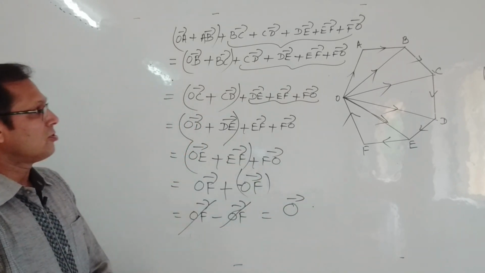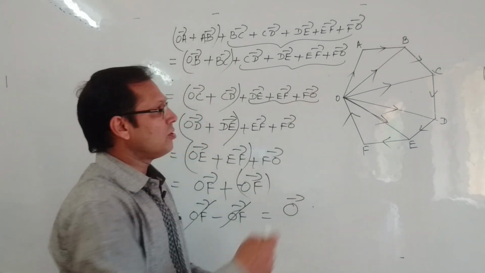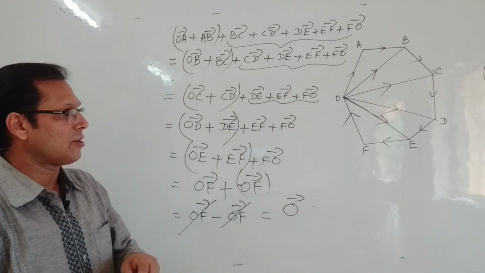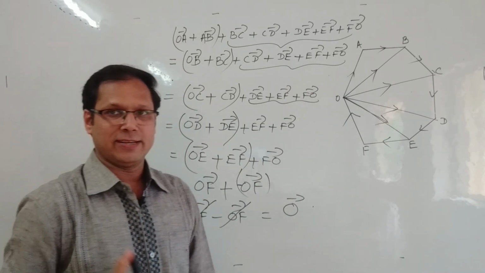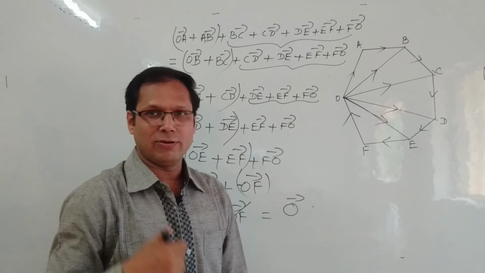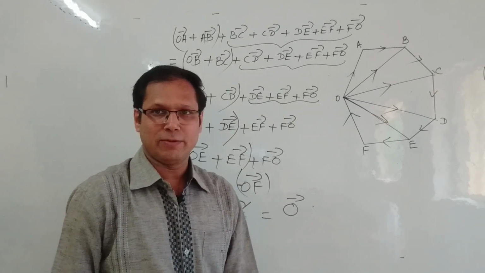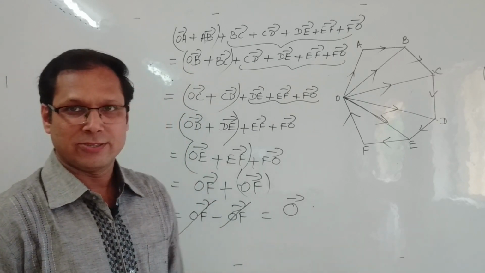Hence proved. So in this way, you can prove the sum of the vectors represented by the sides of a closed polygon taken in order is a 0 vector. Now we'll take another problem which is very important for your board examination. So make a note of it first.